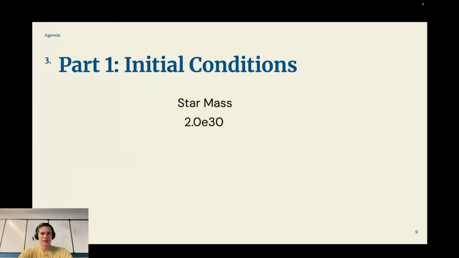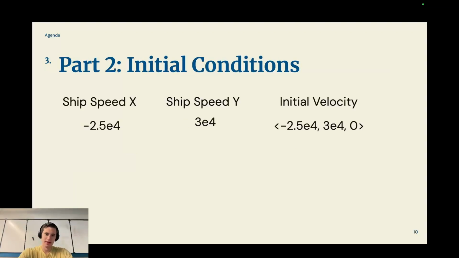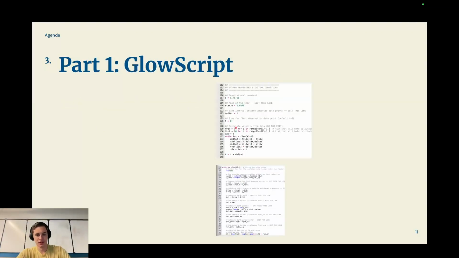Here are the initial conditions for part one: a star mass of 2.0 E30. And for part two, here are our initial conditions. That's ship speed x, ship speed y, and our initial velocity is just those put in their respective x and y components. So here's the GlowScript for part one.